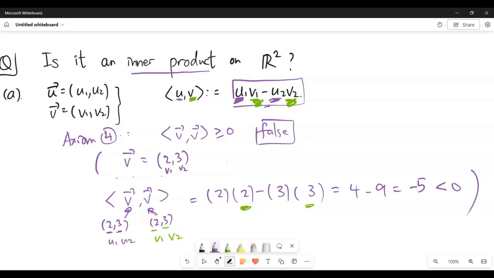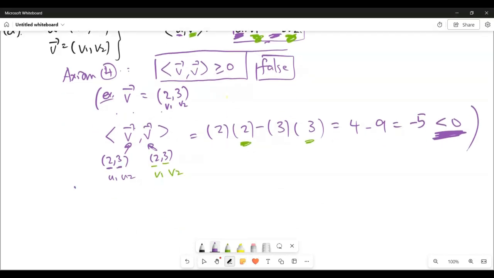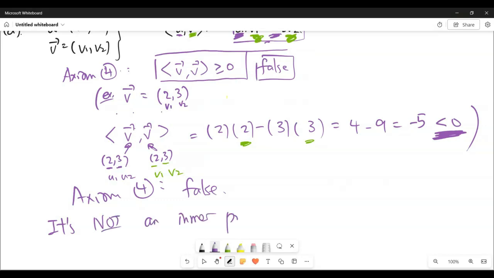So it gives you a sense that just by using this example, we understand that the inner product with itself is negative, which means it doesn't follow this rule, because this rule says that if you take the inner product with itself, it must be non-negative. Because it is not following axiom 4, it means axiom 4 is false, and it also means that it's not an inner product.